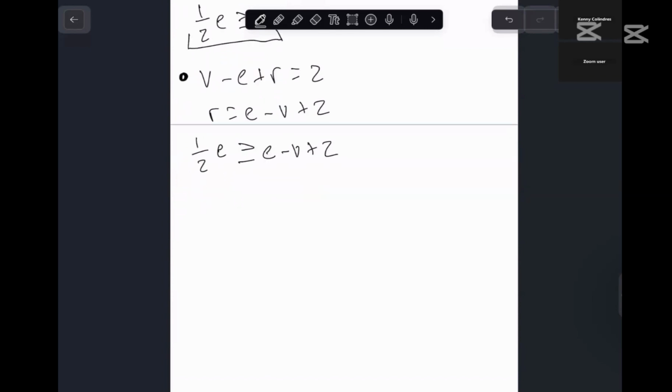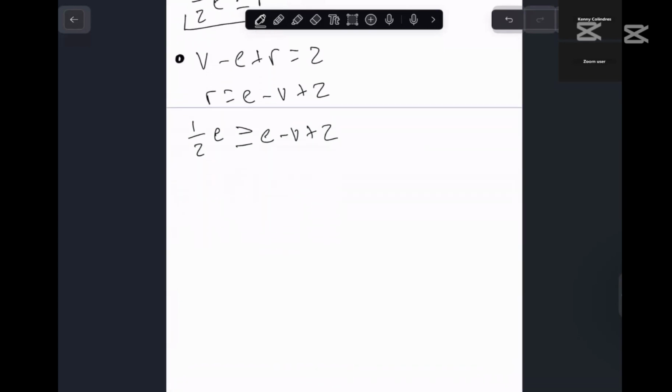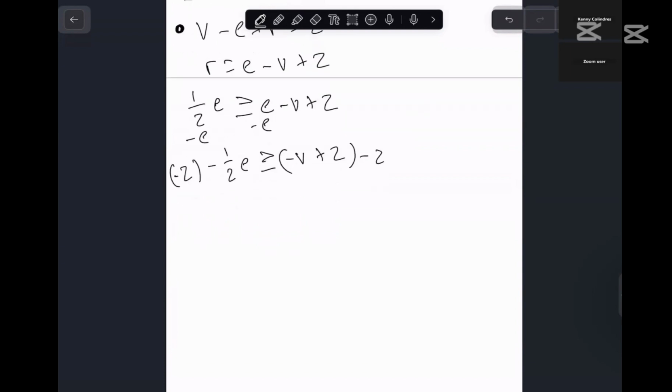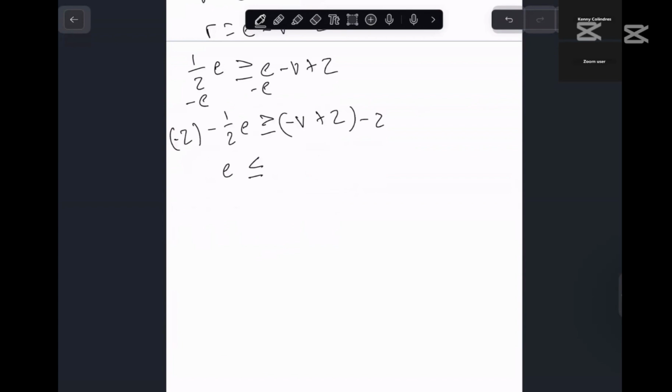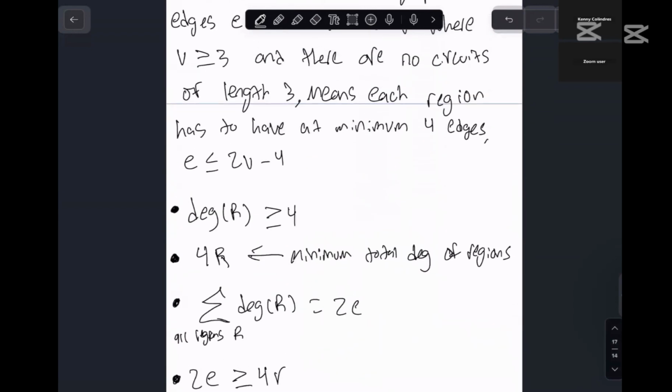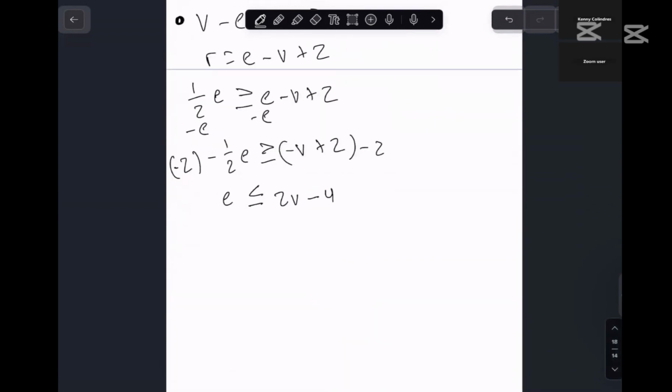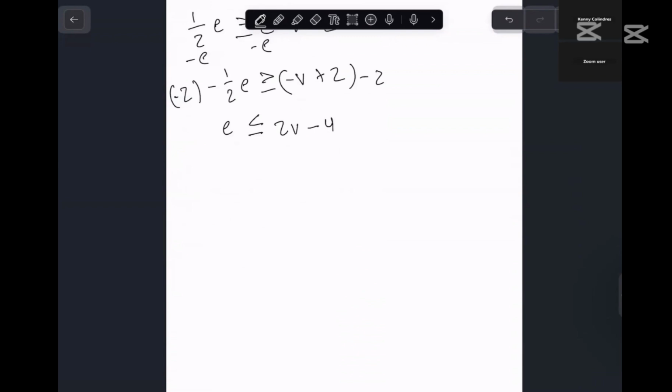Now, once again, as we did with the first corollary, which the proof for this is almost identical, we just want to combine the E's, so subtract E from both sides, that yields negative 1/2 E greater than or equal to negative V plus 2. Multiply both sides by negative 2. Then from there you get E is less than or equal to, because you flip the inequality, 2V minus 4, which was the corollary as we stated earlier. So that is the proof for the third corollary, and that means the proofs for all 3 corollaries are now complete. But I will give you guys a quick example for the third corollary to show that it holds, basically.